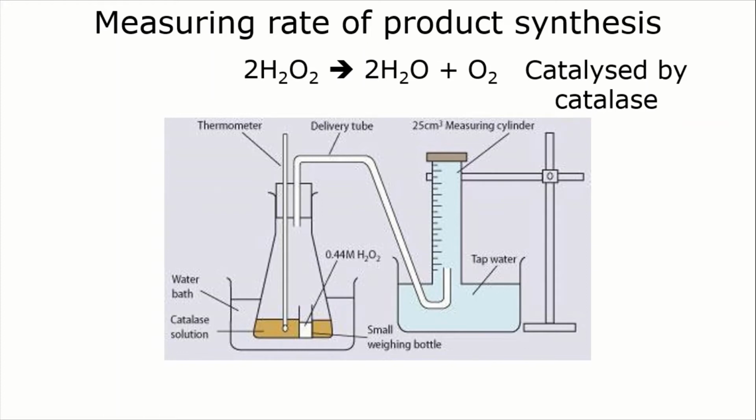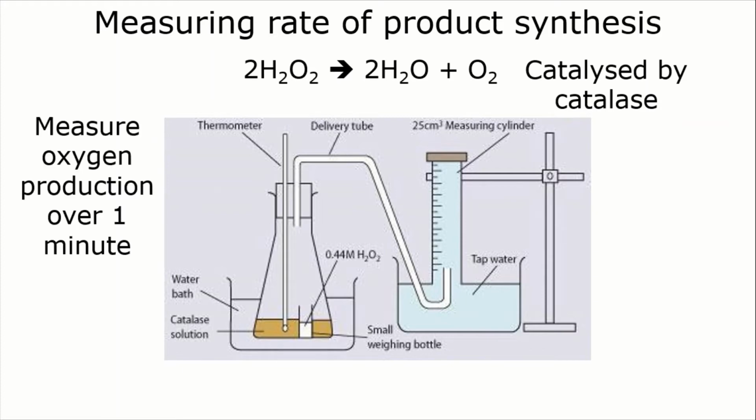So what will happen in the reaction is that the weighing bottle will be knocked over and the hydrogen peroxide will interact with the catalase, and we will measure the production of oxygen. Normally it's over 1 minute, it might be slightly longer depending on the experiment that you're doing.